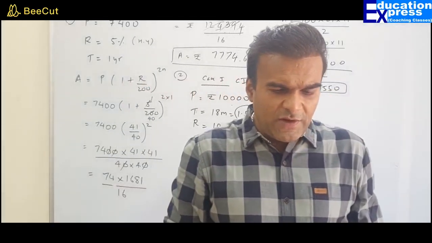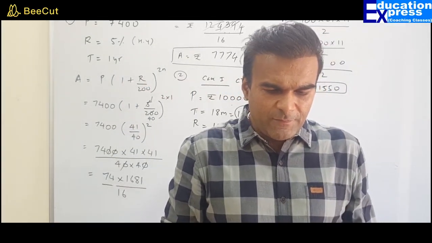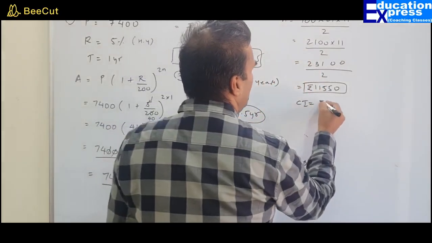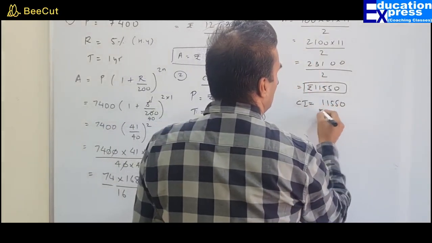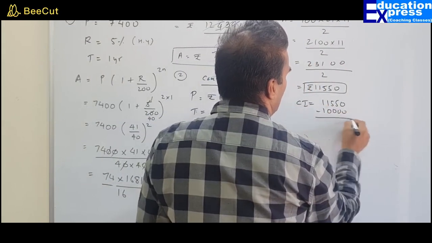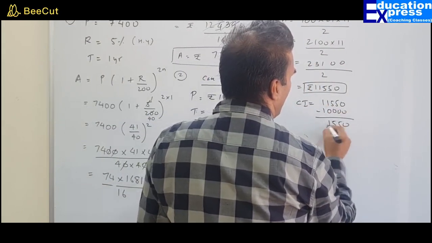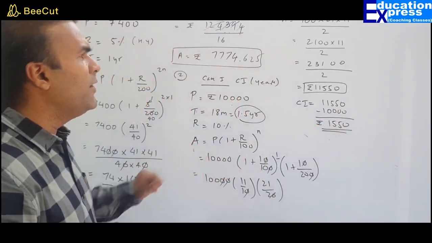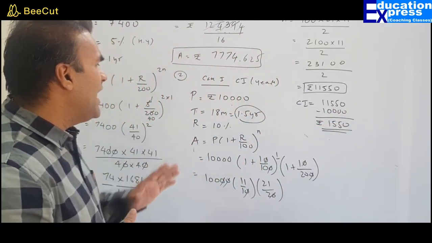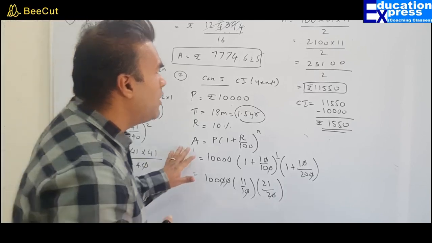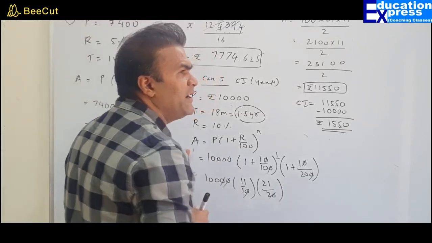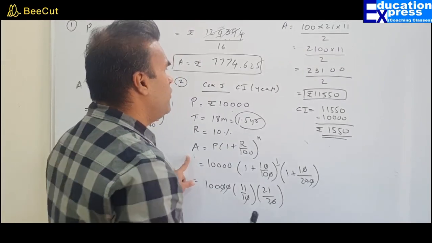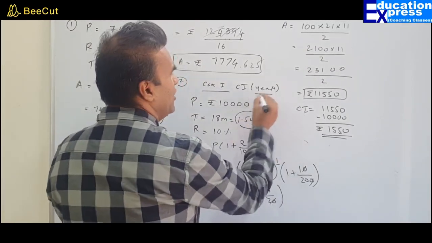What is asked in the question? The question asked is to find the difference between the compound interest. So you have to find the compound interest. So compound interest would be 11550 minus 10,000. So compound interest is 1550. We could have used the direct formula for compound interest also. I found out the amount thinking that we need the amount, but it's given in the question that we want to find the difference in the interest. Nevertheless, we already found out compound interest yearly.